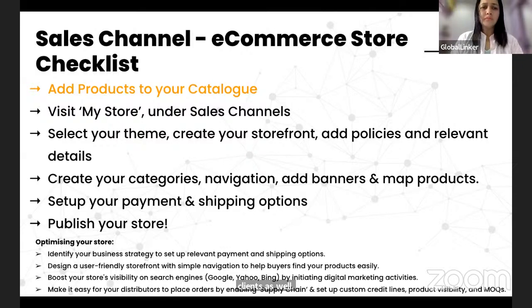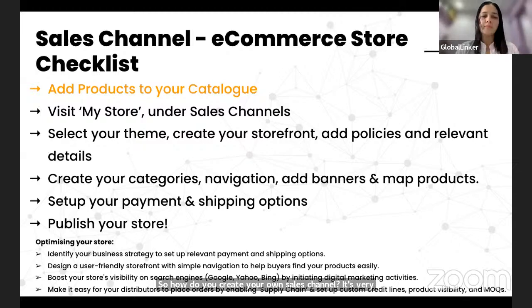It's very simple. Once you've added your products to your catalog, which is your first exercise which you did, then you visit my store under sales channel and you select your theme, you create your storefront, you add policies and relevant information, you create your categories, navigation. So you saw that we were navigating through different categories like bhujiyas and papads and premixes and all. And you add your banners and you map your product.